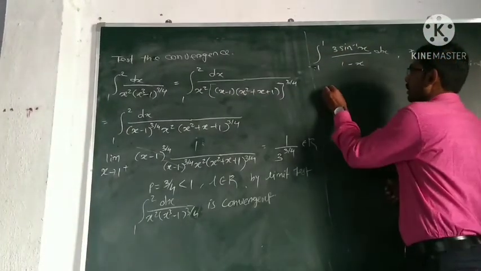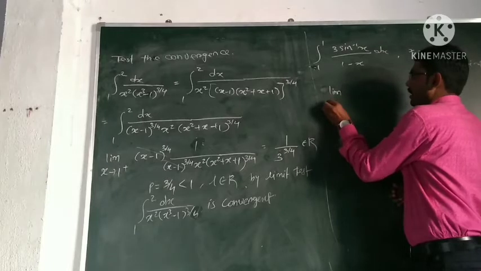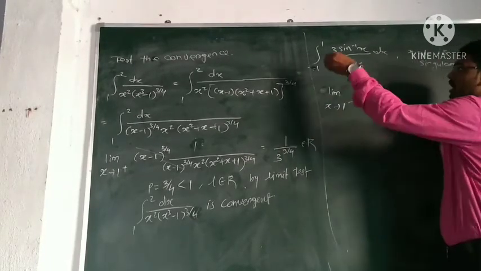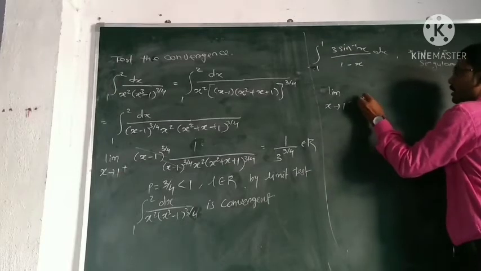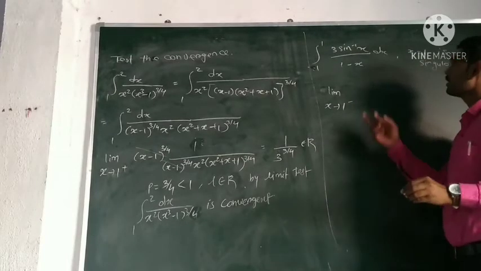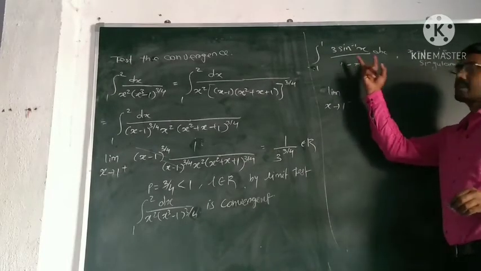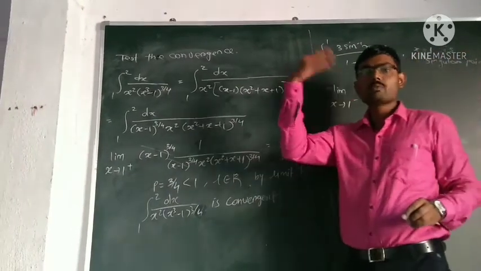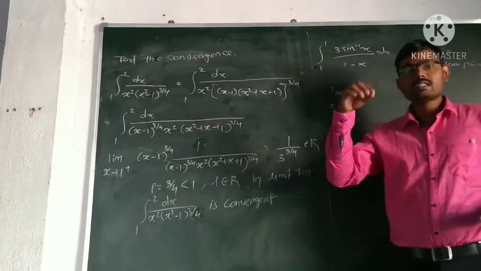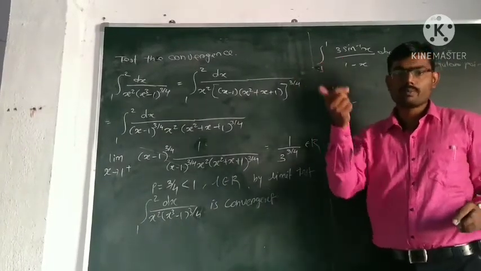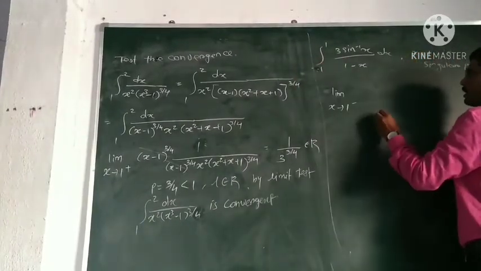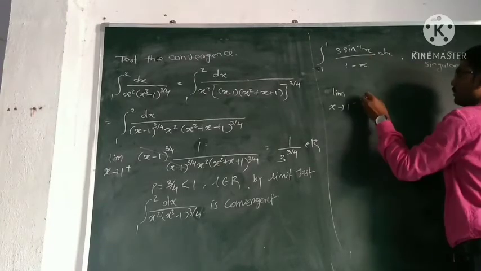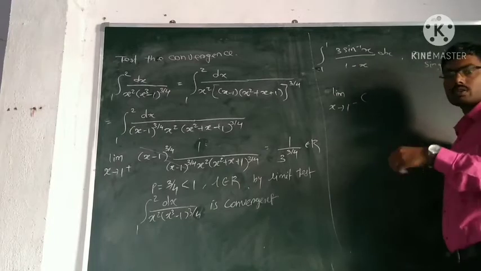Now limit x tends to 1 minus, because 1 is the upper limit. We will take only one term, 1 minus x. So we will take only one power. We can take (x minus a) raised to power p or (a minus x) raised to power p. Now limit x tends to 1 from the negative side, multiply this function with x minus 1 or 1 minus x, okay?